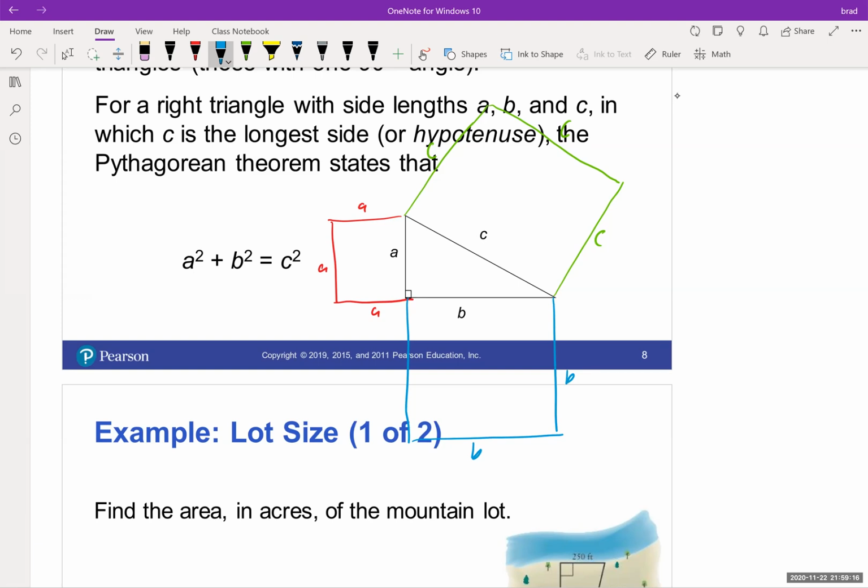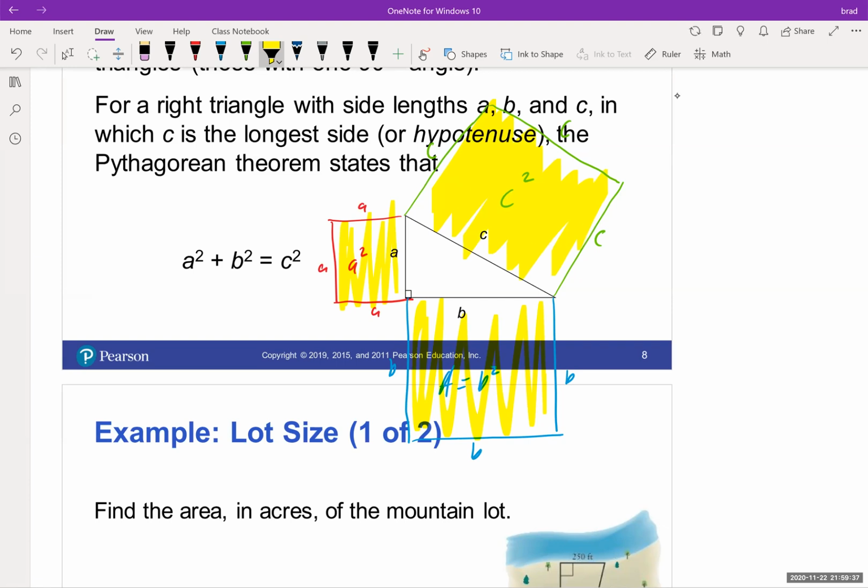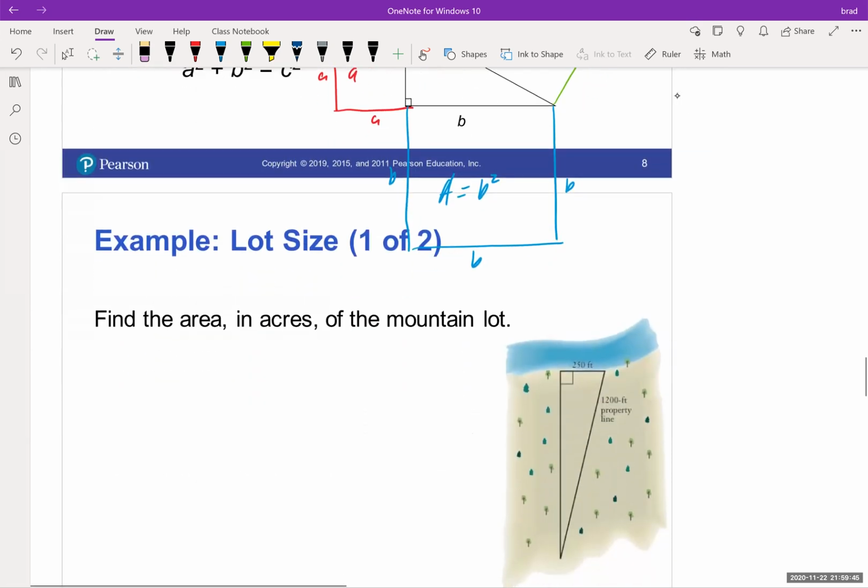So that would be side B, side B, side B. If you find the area of this, that would be B squared. If you find the area of this, that would be A squared. And if you find the area of this, that would be C squared. What the Pythagorean theorem says is if you add up this area plus this area, it will equal this area. That's what the Pythagorean theorem actually says. So this isn't a proof per se. This is just kind of showing you the idea behind it and where it came from.